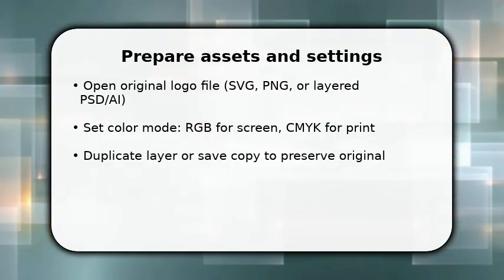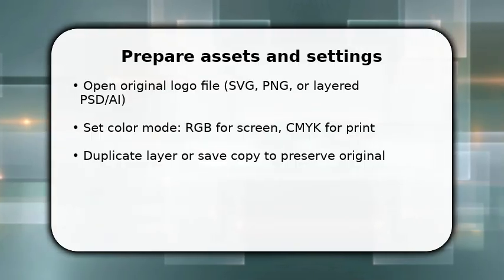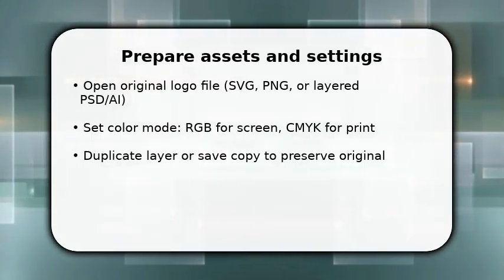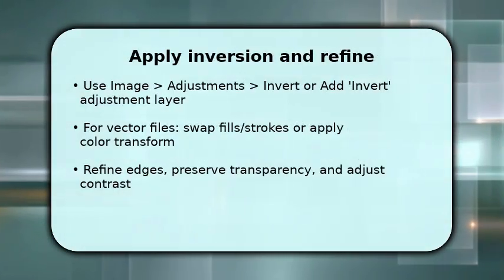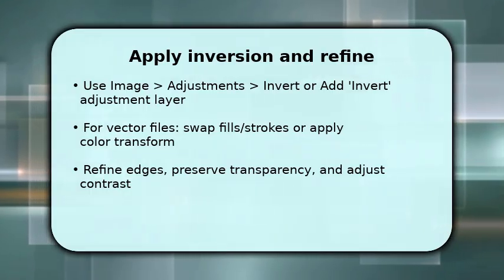Now locate the main color layer or select the entire artwork. From here, you'll apply the first inversion method using adjustments or blending, which I'll walk you through next. You can invert with an adjustment layer for flexibility. Image adjustments invert or add an invert adjustment layer so you can toggle it.